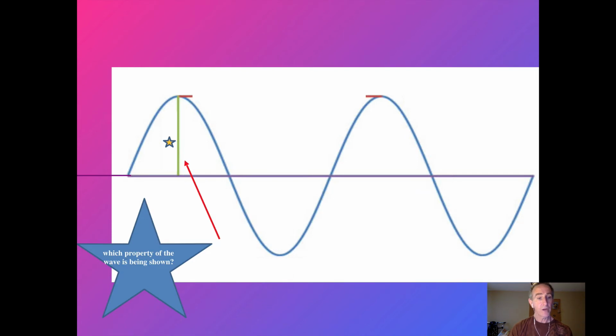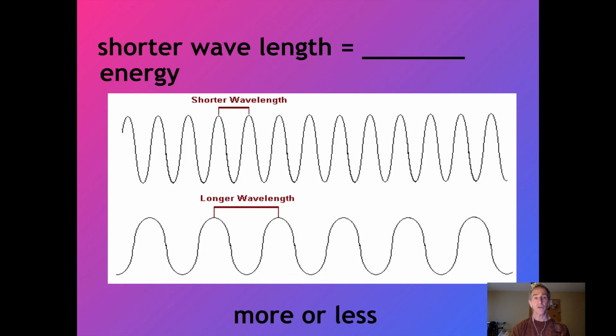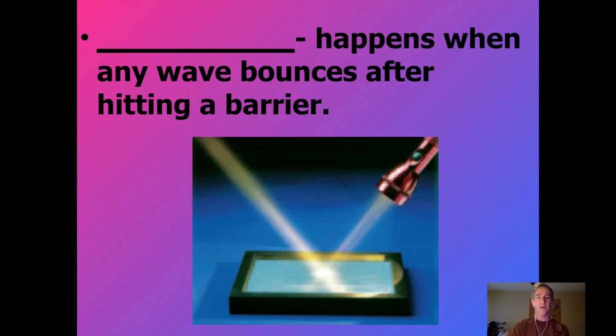Which property of the wave is being shown at the red arrow? That's that green line. So the measure of the zero rest position to the crest is called the amplitude. Shorter wavelengths equal blank energy. Is it more or less? It's more. Shorter wavelengths are more energy.